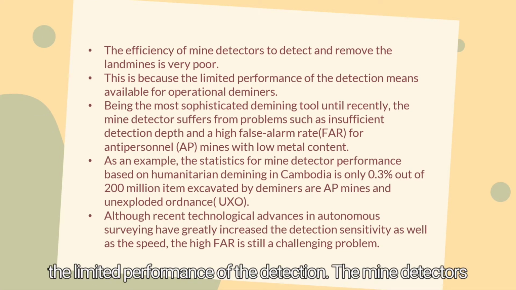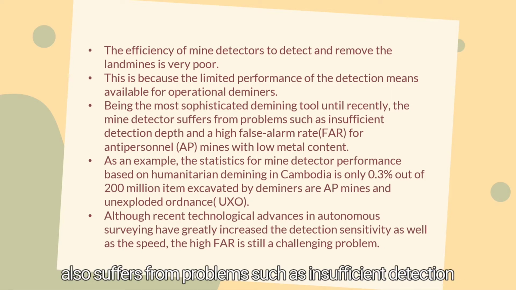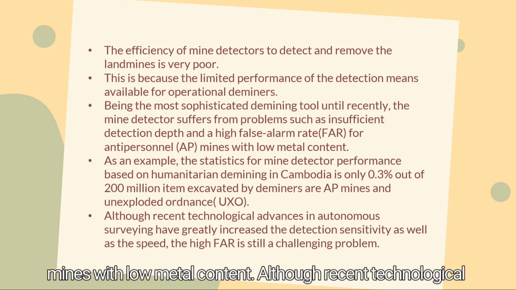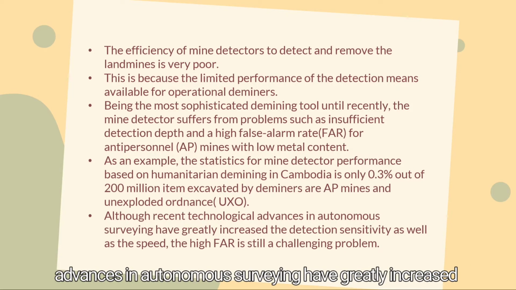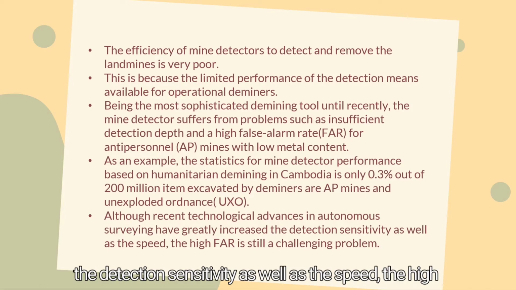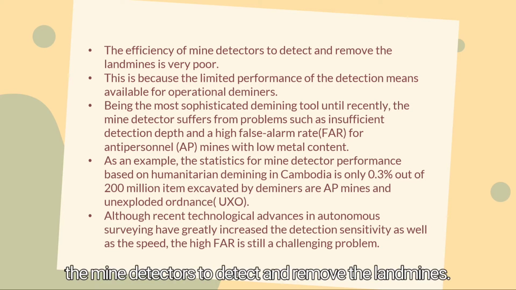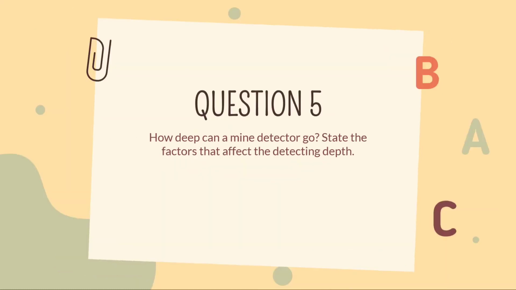Now in question 4, the efficiency of the mine detector to detect and remove the landmine is still very poor because of the limited performance of the detection. The mine detector also suffers from problems such as insufficient detection depth and a high false alarm rate for anti-personnel mines with low metal content. Although recent technological advances in autonomous surveying have greatly increased the detection sensitivity as well as the speed, the high false alarm rate is still a challenging problem for the mine detector to detect and remove the landmine.